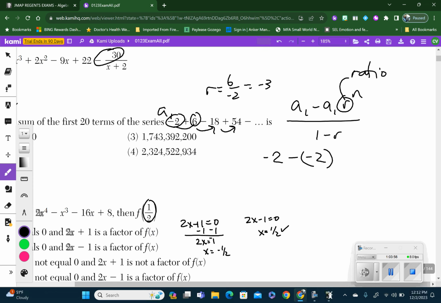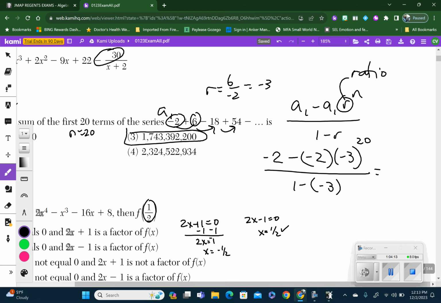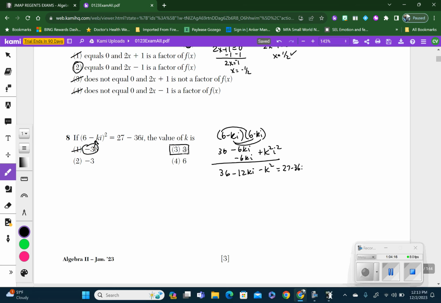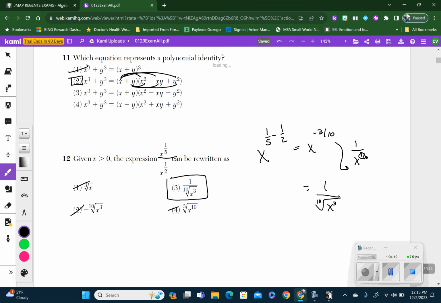So I'm going to put in a -3 here, and it's asking me for the 20th term, so n is equal to 20 here. I'm going to put a 20 all over 1 minus r, which is -3. Put this whole thing into the calculator, hit enter, and you're going to get answer choice number 3 is your answer. Okay. I don't feel the need to go through too much more. Number 13.